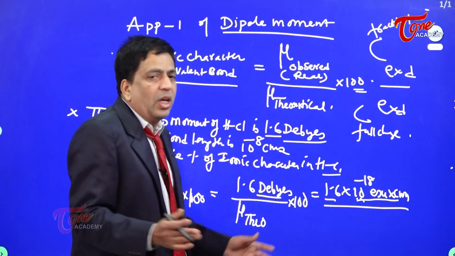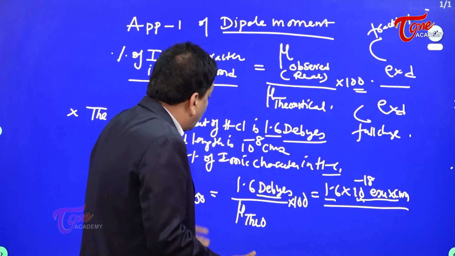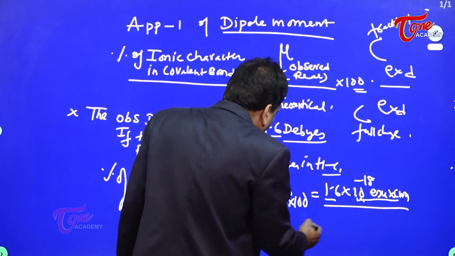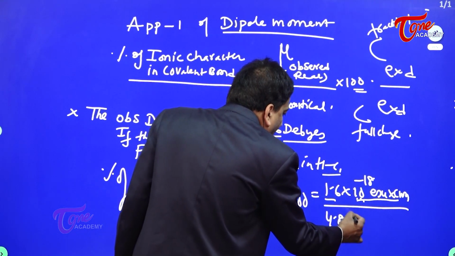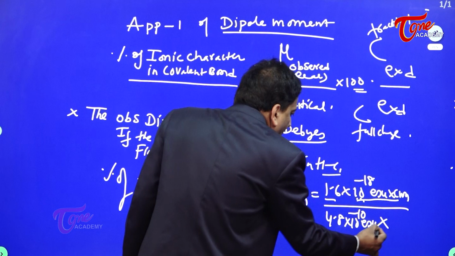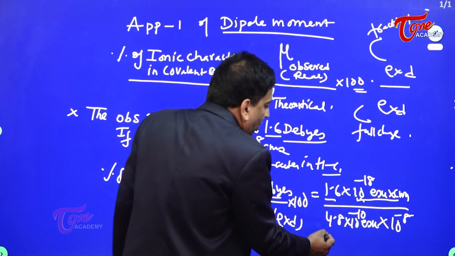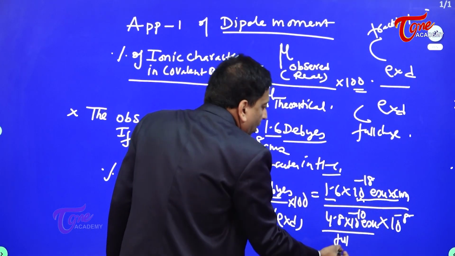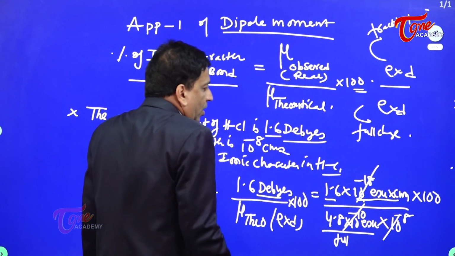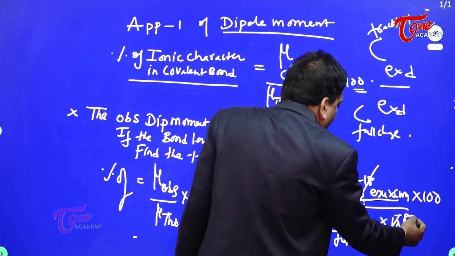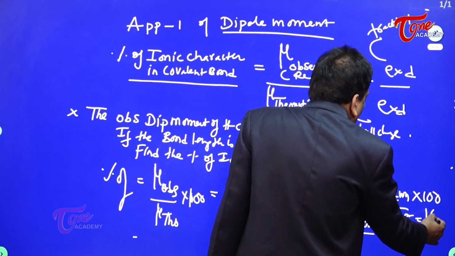Divided by mu theoretical. Mu theoretical is assuming that you have a full charge. Now if it is a full charge, mu is E into D. So this is nothing but E into D. The full charge E is 4.8 into 10 power minus 10 ESU, into the D given, 10 power minus 8. This is the full charge, into 100. So you can cancel this, this, and this. So 1.6 into 100 is basically 16%. You must understand this.